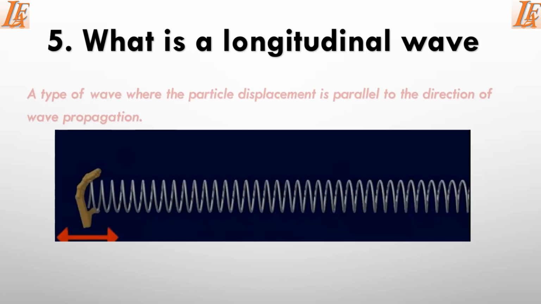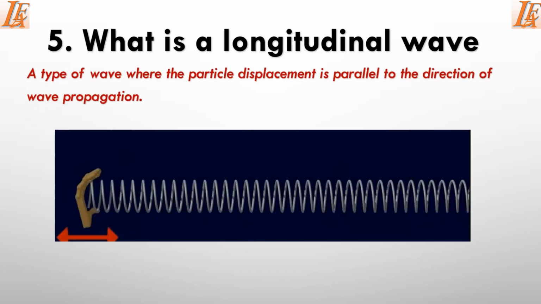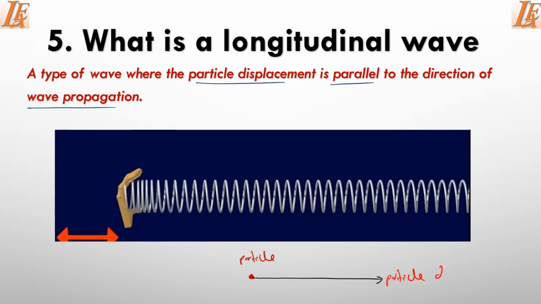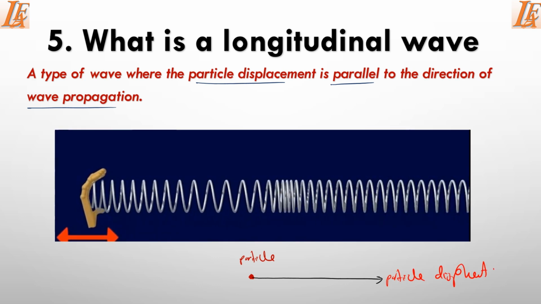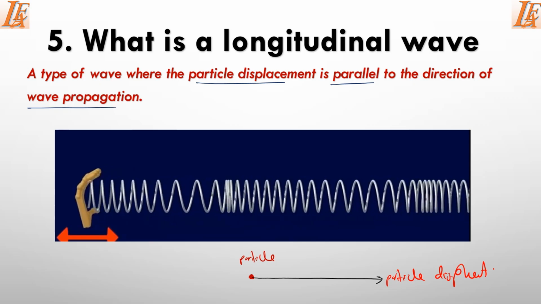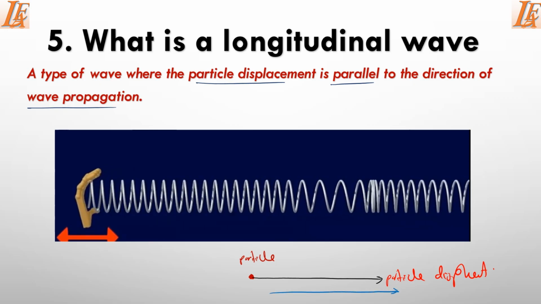The fifth question, what is a longitudinal wave? A longitudinal wave, we define it as a wave where particle displacement is parallel to the direction in which the wave is propagated, or the energy is propagated. And we can demonstrate this by having a particle here. This is the particle. If you push this particle in this horizontal axis to the right, this is the particle displacement. For a longitudinal wave, you will realize that the energy will also move in the same horizontal axis.